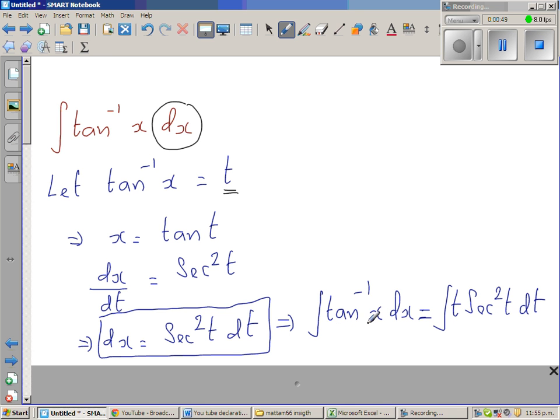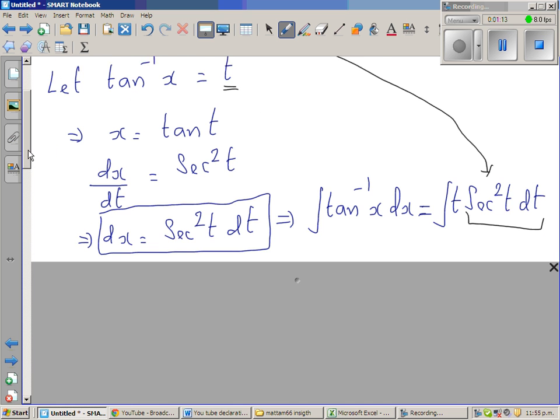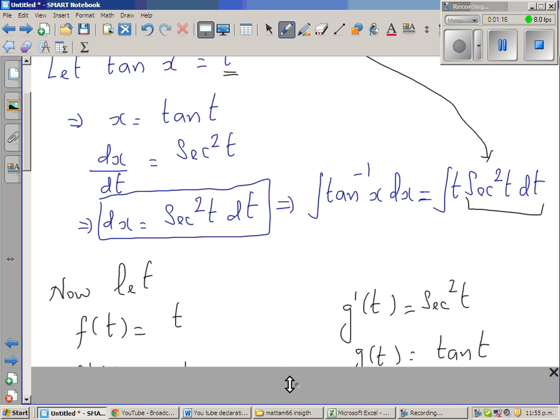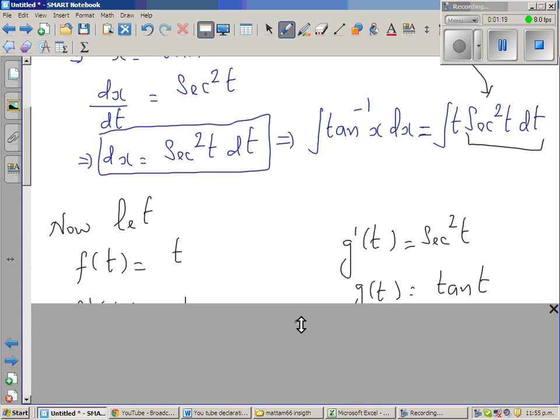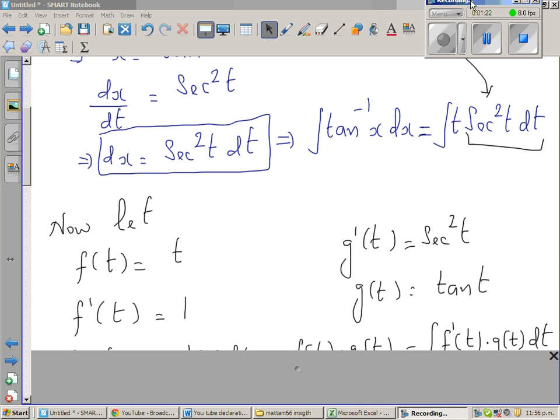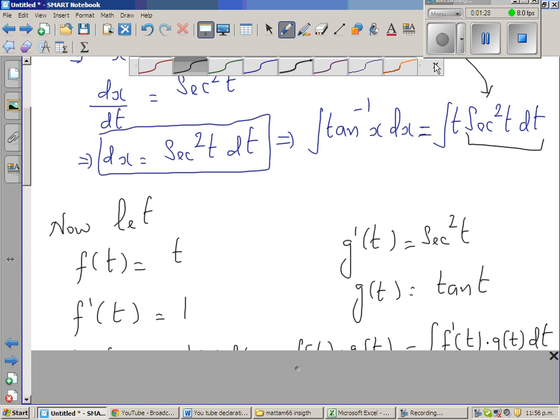So this implies the integral of tan inverse of x dx changes into t form, that is, the integral of t times sec squared t dt. The dx is changed to sec squared t dt, and tan inverse of x is t. Now we're going to do integration by parts. So this is how you set out. Let f of t be t and g prime of t be sec squared t. These are the two functions.